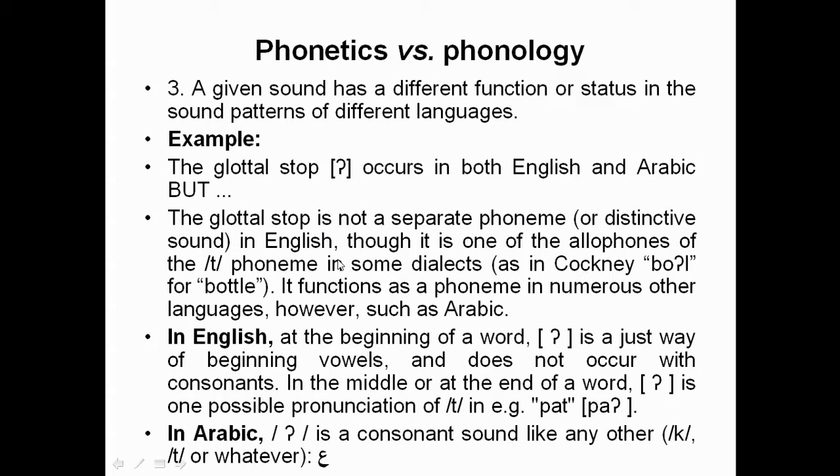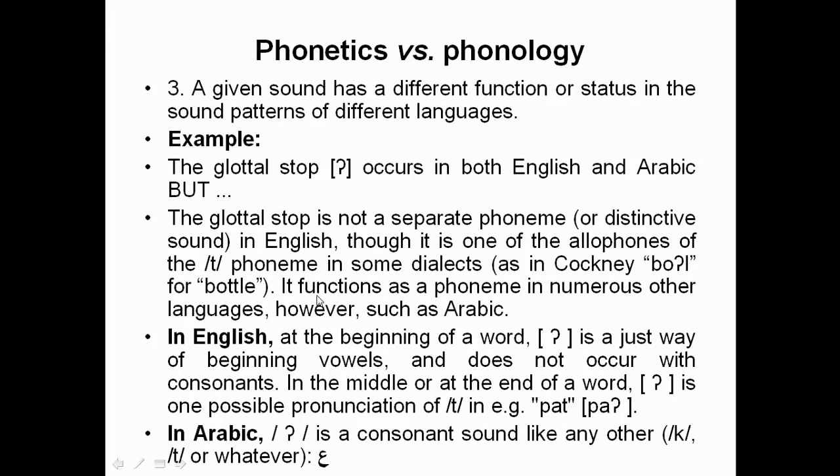For example, as we have discussed, instead of saying button we say bu'n, batter becomes ba'er. Instead of saying bottle, it can be uttered with the glottal stop like bo'l. So this glottal stop is replaced for the t sound. It is not a separate phoneme in English, but in Arabic it is.